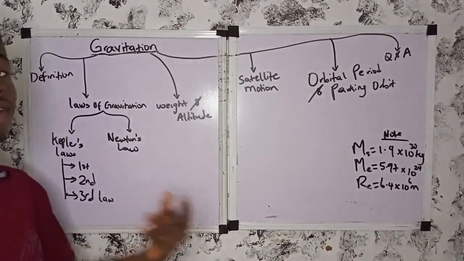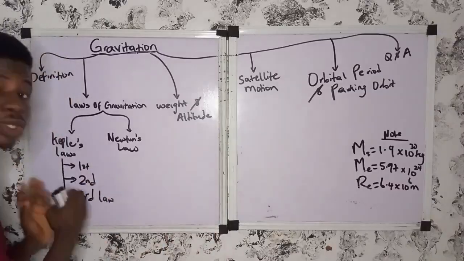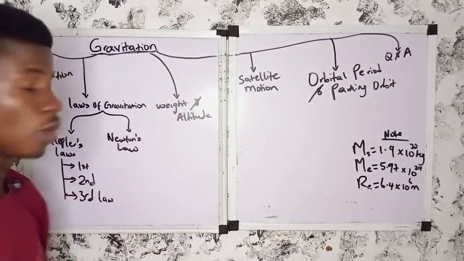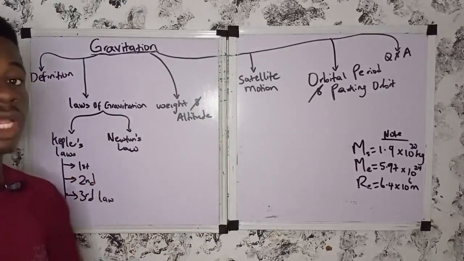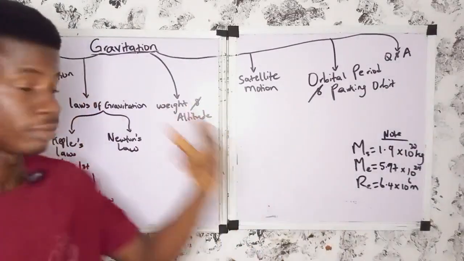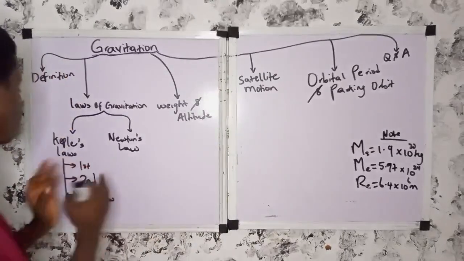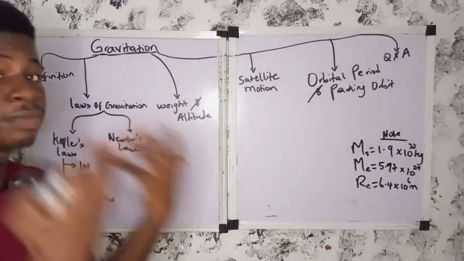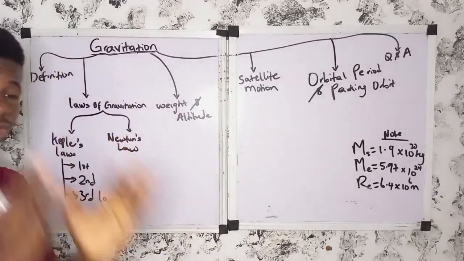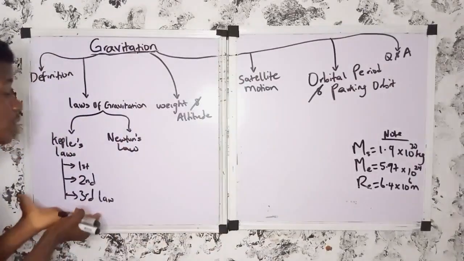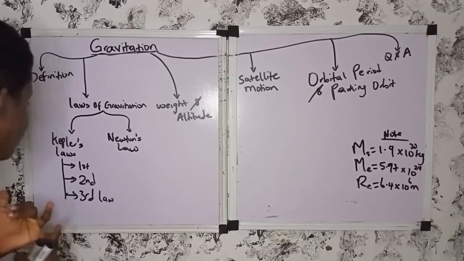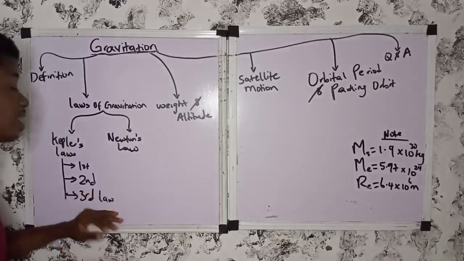There are different laws of gravitation. We have Kepler's law, and we also have Newton's law. Under Kepler's law, there are 3 laws: the first law, the second law, and the third law. In this video, the most important part you need to take note of is the third law, so I will not state the first and second laws. I will go straight to the third law.